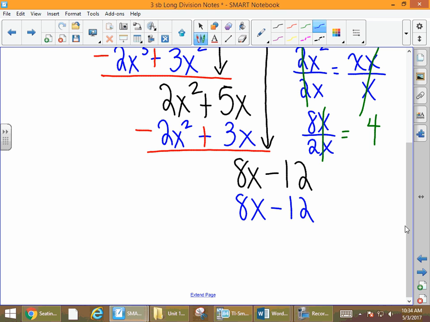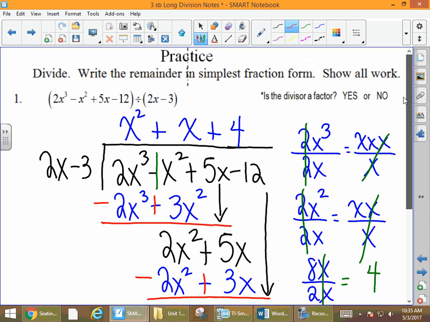Change both signs. What happens is that not only do the 8x's cancel out, but we have negative 12 and positive 12. They also cancel out. In other words, we get nothing left. So then the question becomes, is 2x minus 3 a factor? And the answer is yes.